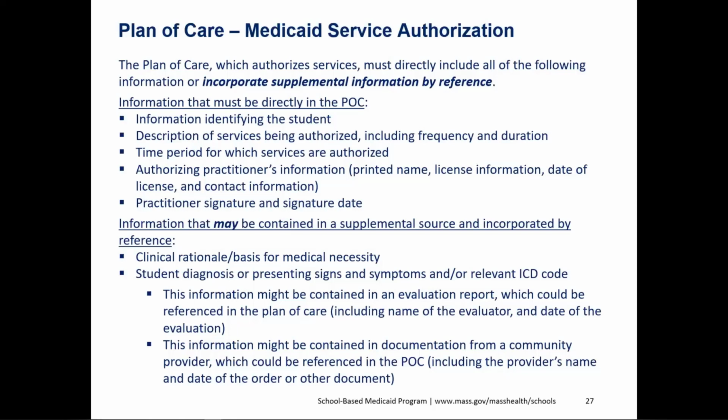Supplemental information that could potentially, if it was appropriate, be incorporated by reference might be the clinical rationale or basis for medical necessity. That might come from somewhere else, such as an evaluation, student diagnosis, or presenting signs and symptoms, and or the ICD code. Again, that information might be contained in an evaluation report, which could be referenced by the plan of care. You'd want to include the name of the evaluator, the date of the evaluation. That information might be contained in documentation that came in from a community provider, which again, you could reference in the plan of care, including the provider's name and the date of the provider's order or whatever the document is.